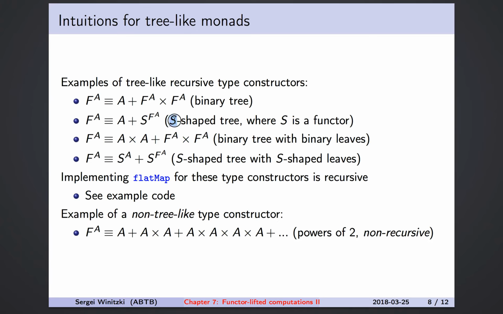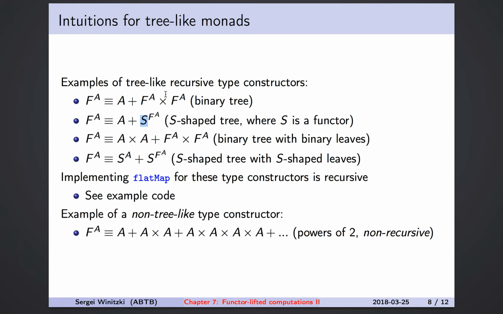Let's take arbitrary functor S, not necessarily just a pair. So it could be a triple. Then the tree would branch in 3 branches at each point instead of 2 branches. So we can just parameterize the shape of the tree by an arbitrary functor S. This functor could be actually arbitrary. It could be a list. Then you would have a rose tree, what's called, where the branching can be arbitrarily large at any point. Could be any functor. So that's what I call an S-shaped tree, where S is a functor-shaped tree.